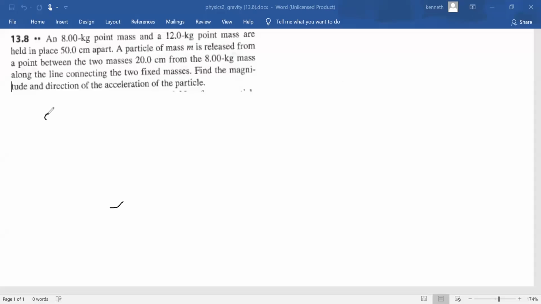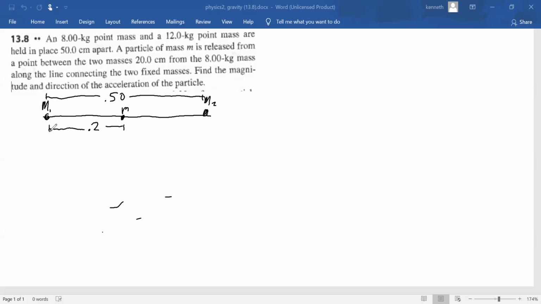So we have a picture like this, call them M1 and M2, the first two, and along the line connecting them is another mass. They're separated by a distance of 50 centimeters, 0.5 meters, and 20 centimeters from M1 is this other mass, call it m. So 30 from the other, like so.